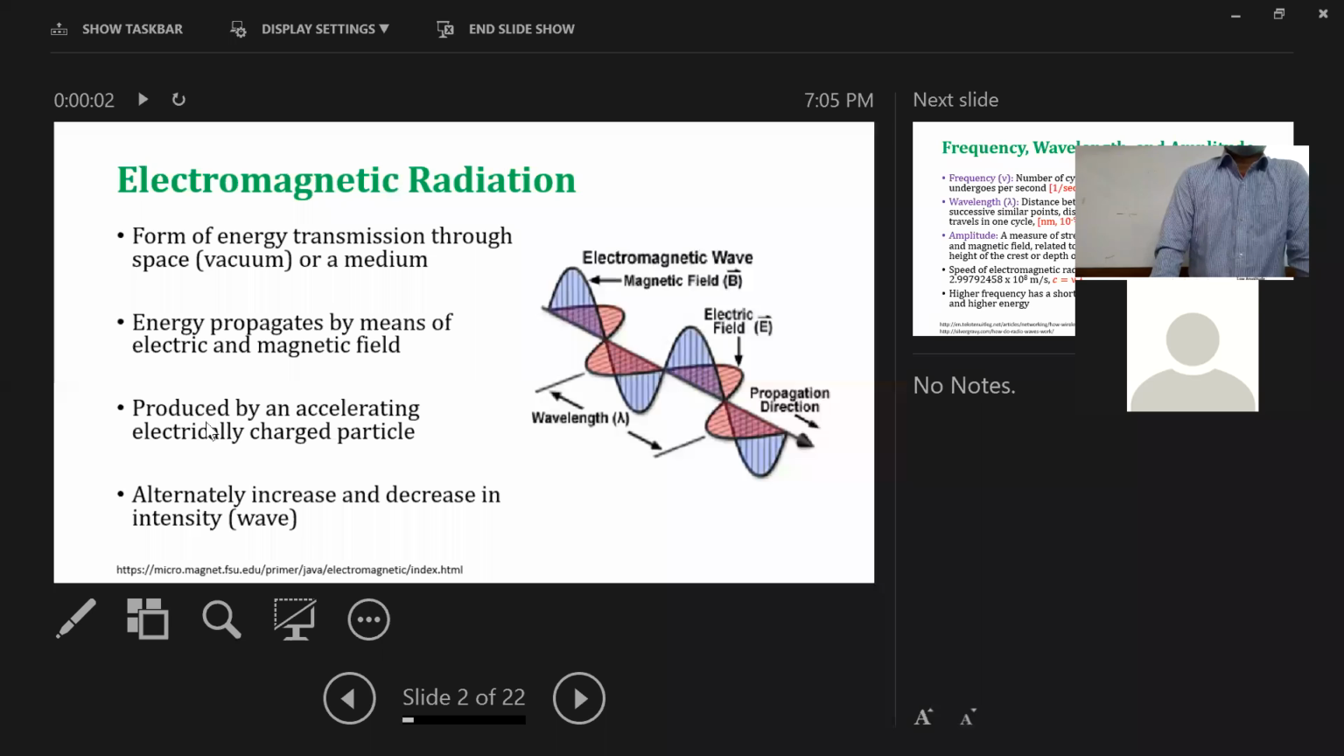Anyone who can tell about the frequency? What is frequency? Number of waves. Yes, per second. You need to say per second or per unit time. Per second is fine because most of the time we use time as the unit. So the number of complete oscillations per second, that is the frequency.